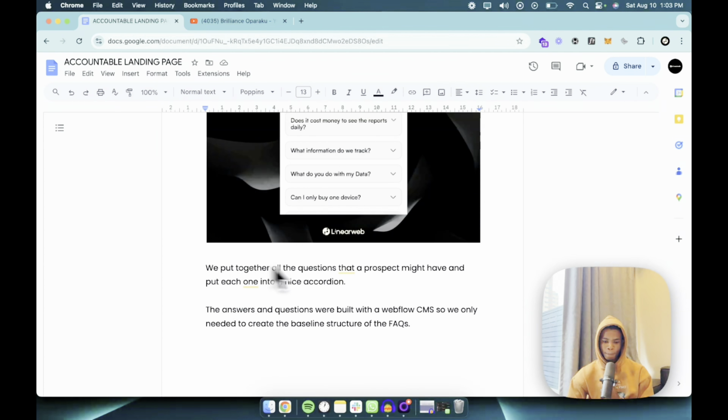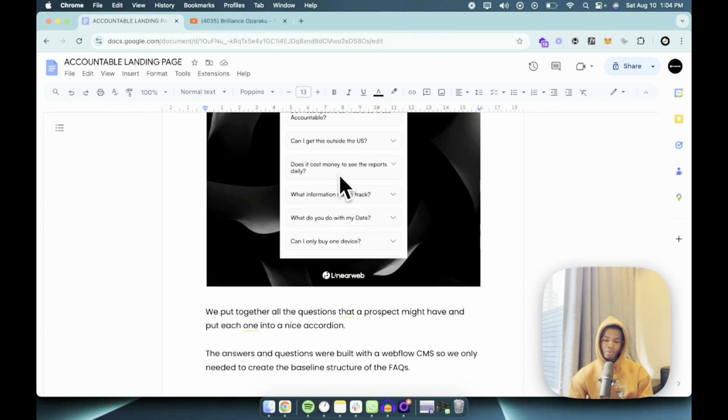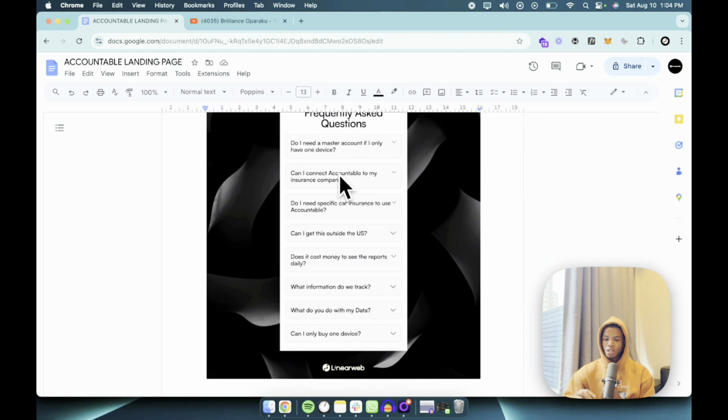And also, this was built using a Webflow CMS. So if you use Webflow, you know what a CMS is. We basically created a content management system for these FAQs, and then we just plug them into the collection item in Webflow.